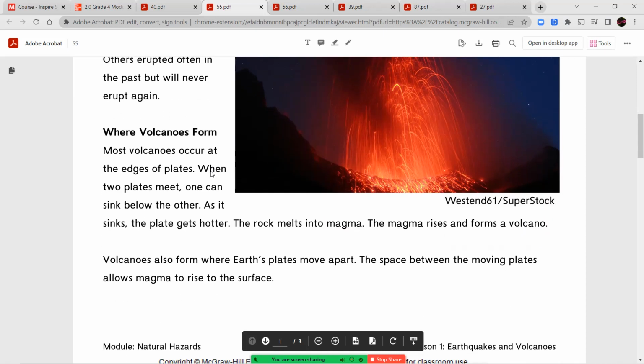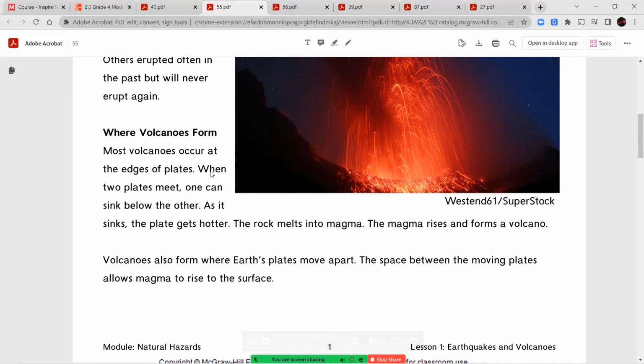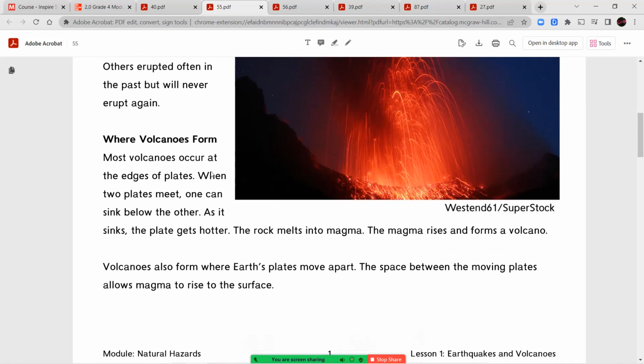Where volcanoes form. Most volcanoes occur at the edges of plates. When two plates meet, one can sink below the other. As it sinks, the plate gets hotter. The rock melts into magma, and the magma rises and forms a volcano. Volcanoes also form where Earth's plates move apart. The space between the moving plates allows magma to rise to the surface.